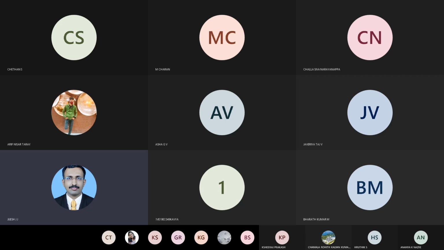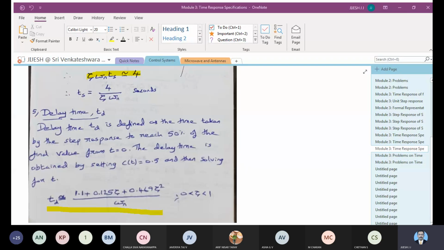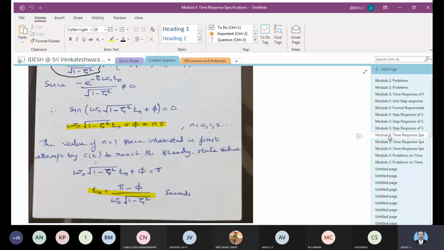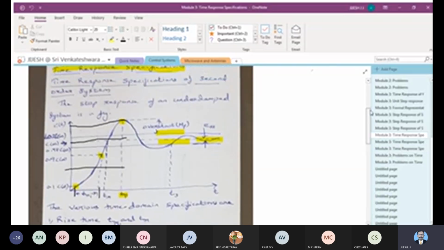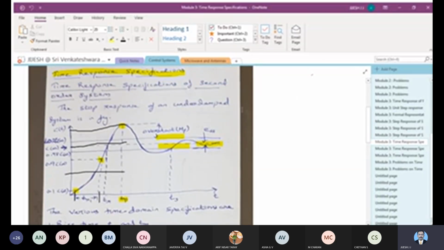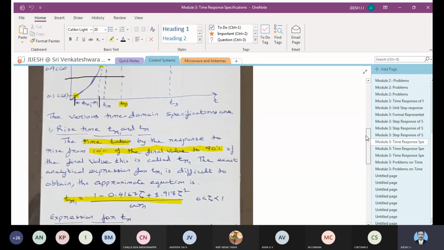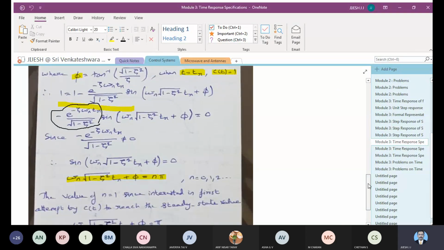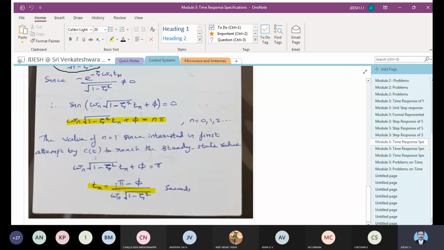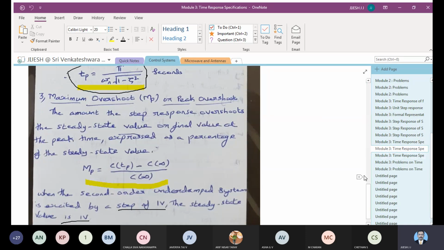Okay. Last class, we have been discussing the concepts of time response specification. If I just take up the equations we studied in the previous class, we studied the equations for time response specification for a second order system. Here we studied rise time, that is Tr, and we calculated the equation as pi minus phi by omega n root of 1 minus zeta square. This was all obtained in the previous classes, just to make you clear.